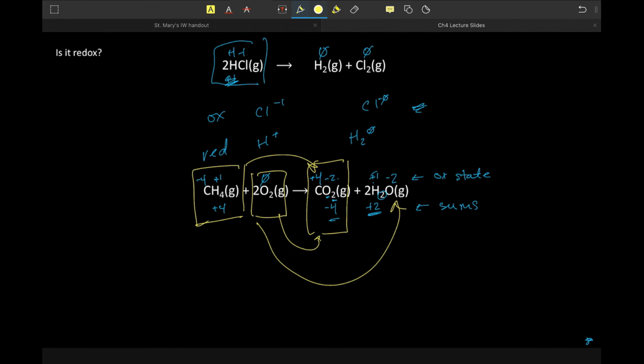Now, if we were asked what atom, then we could say carbon goes from -4 to +4. But if we're asked which species is oxidized, we would say methane. Yes, does that make sense? Because carbon doesn't exist separate from methane, okay?